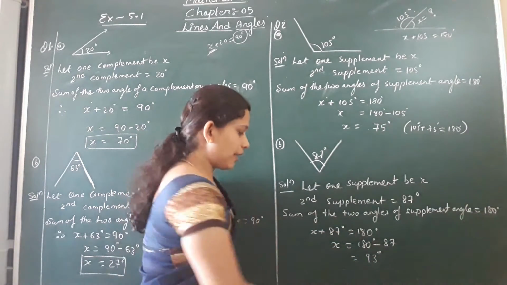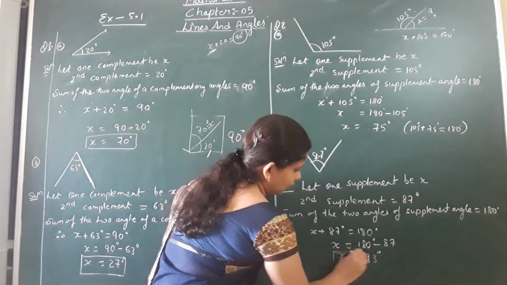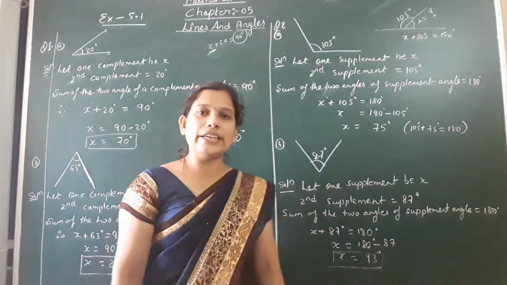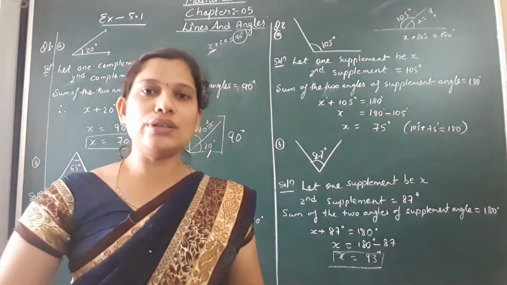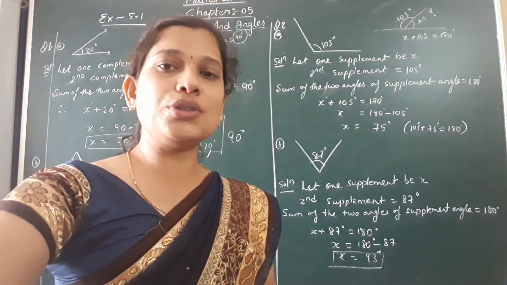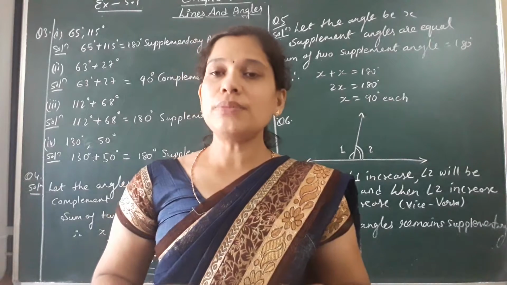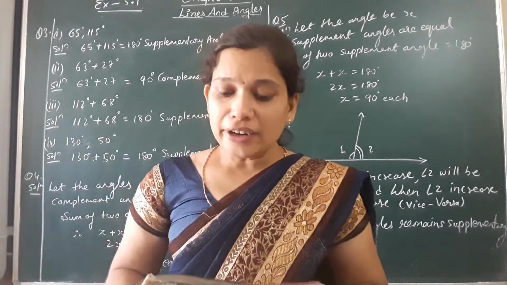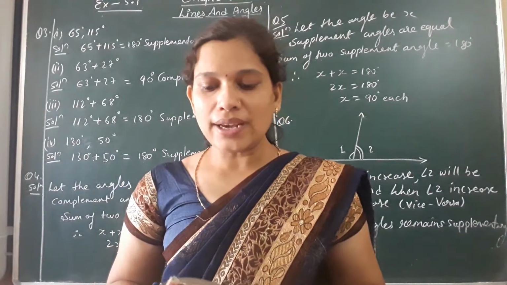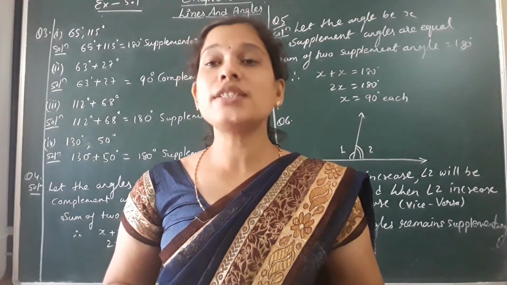So the answer for the x we will get is x equals 93 degrees. Clear up to here? Have you understood? So we are proceeding to question number 3. Here, what does question number 3 say? Identify which of the following pairs of angles are complementary and which are supplementary.